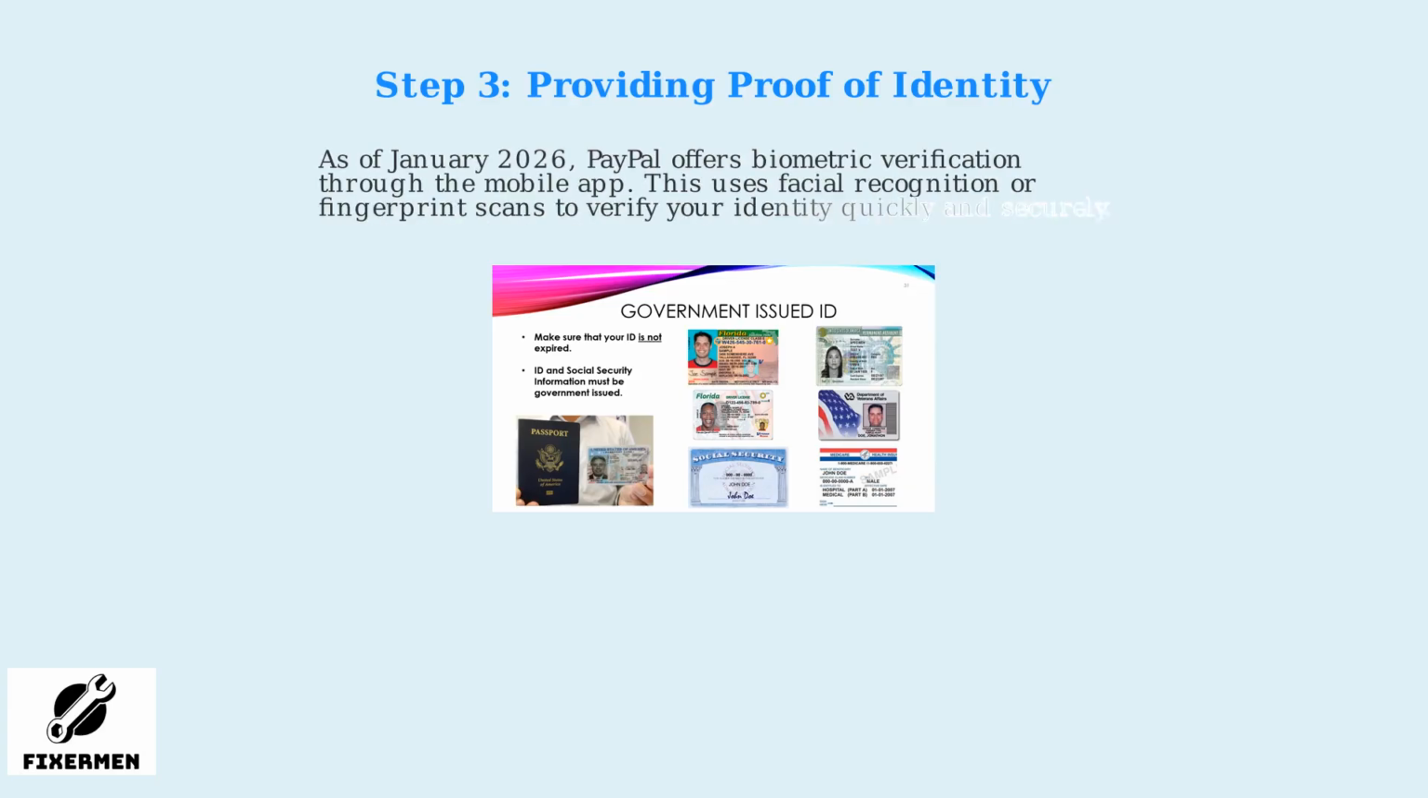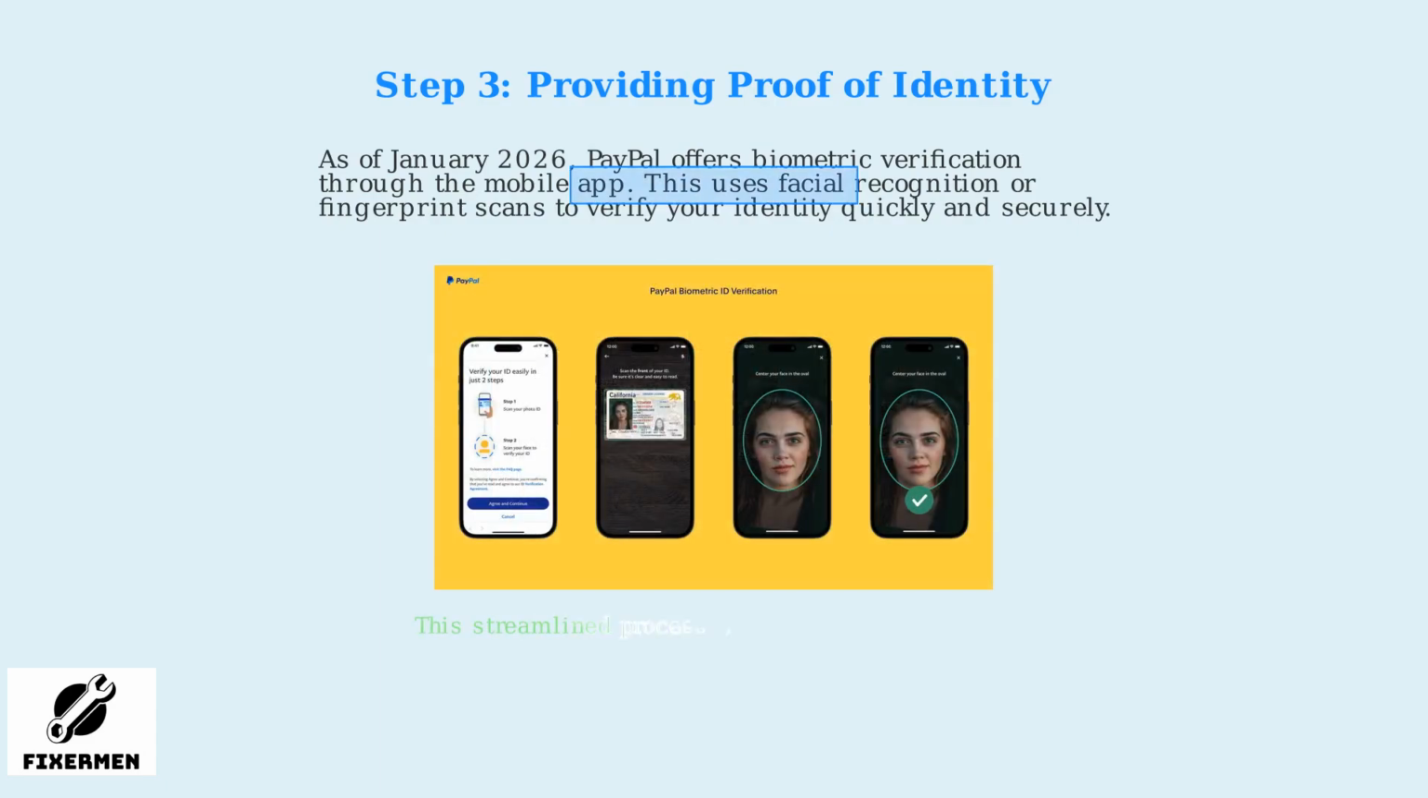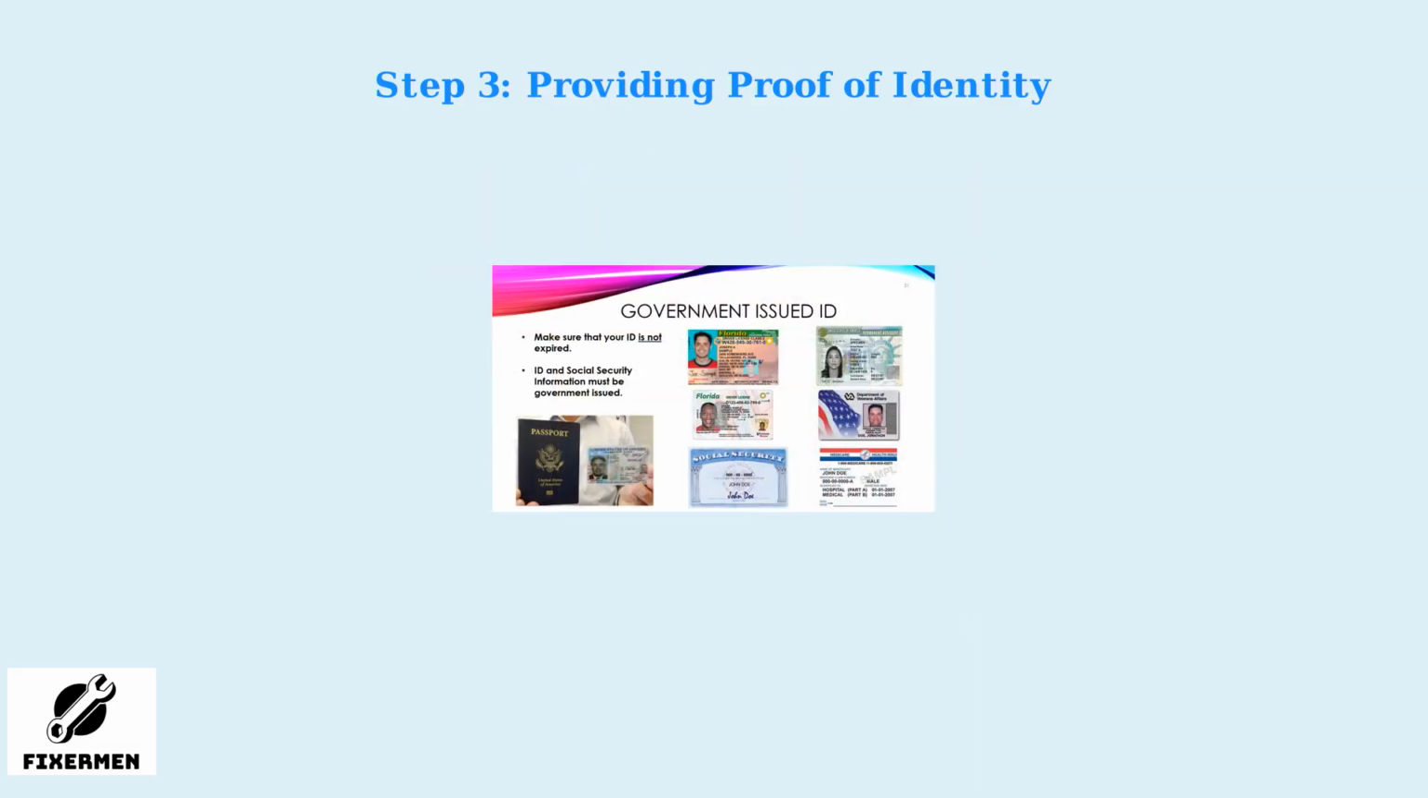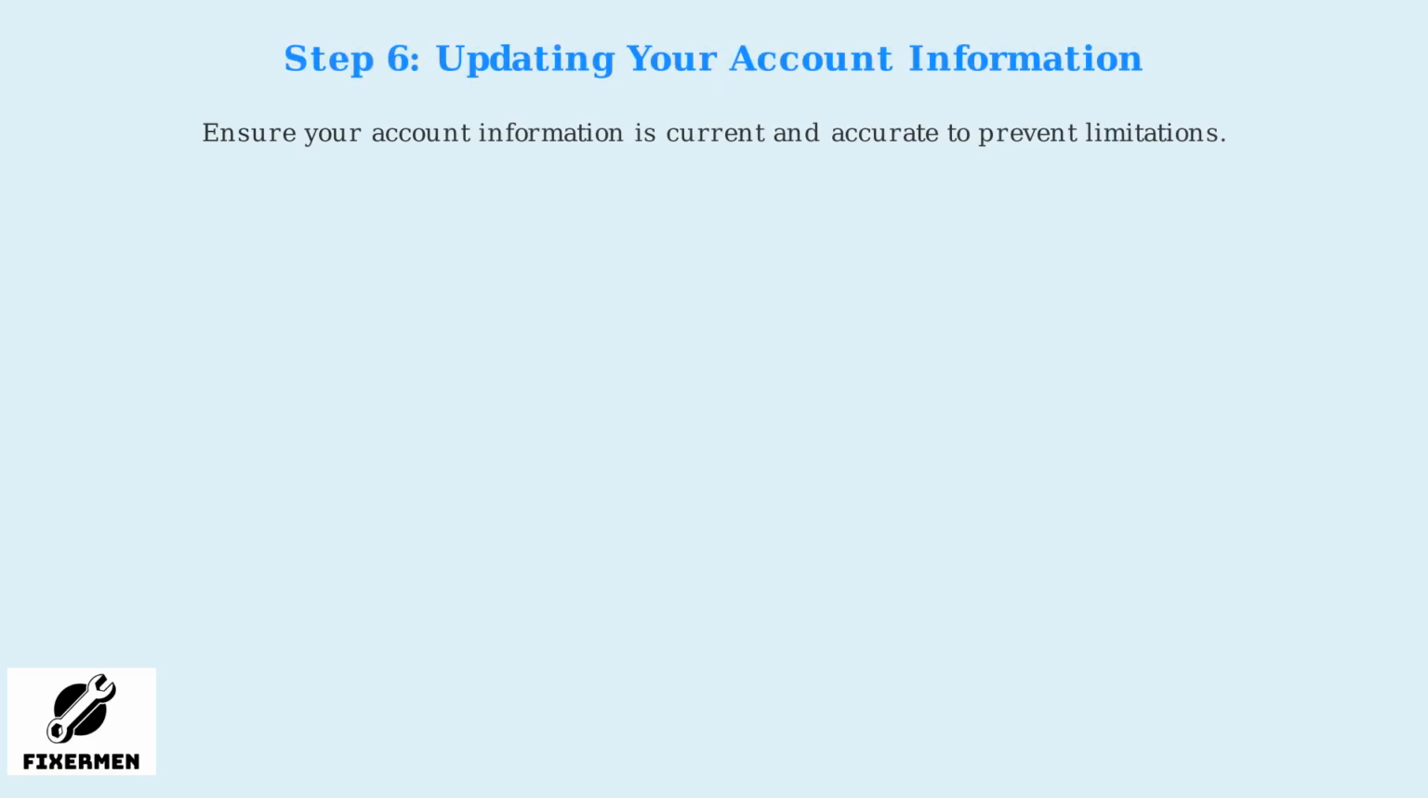Starting in January 2026, PayPal introduced biometric verification through their mobile app. This modern approach uses facial recognition or fingerprint scans to confirm your identity, making the process faster and more secure than traditional document uploads. Step 6 focuses on keeping your PayPal account information up to date.